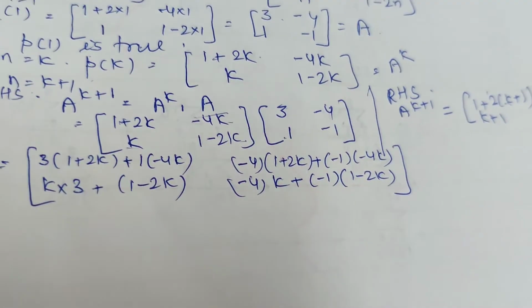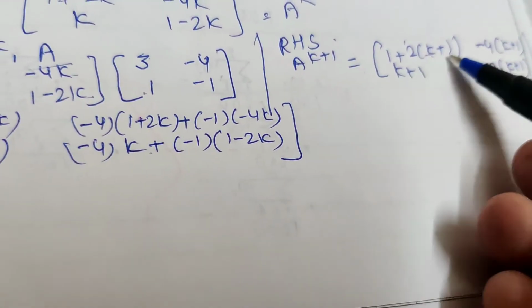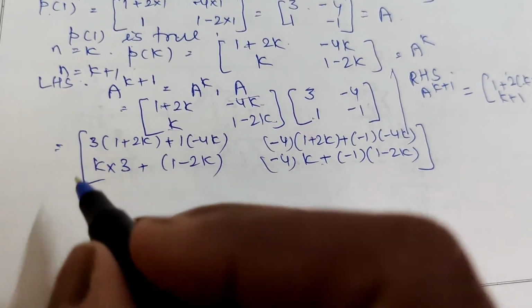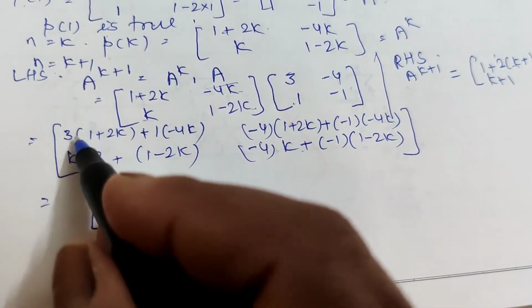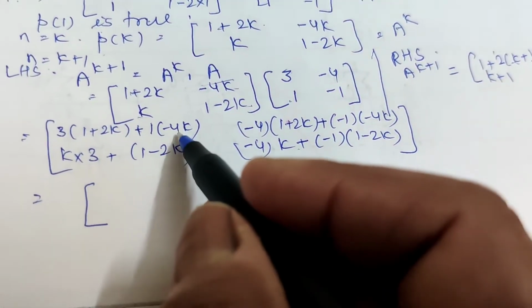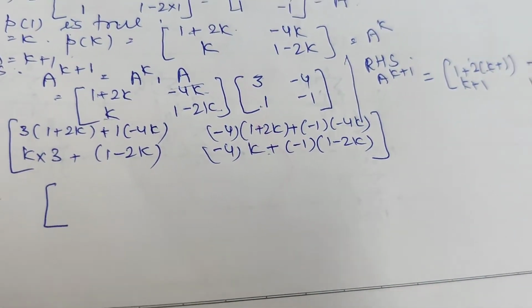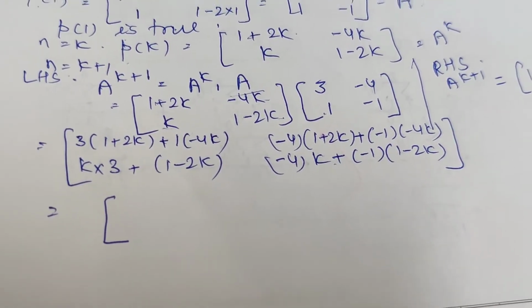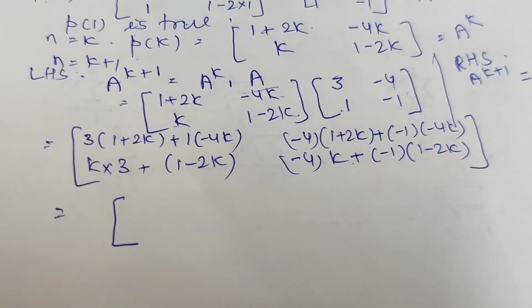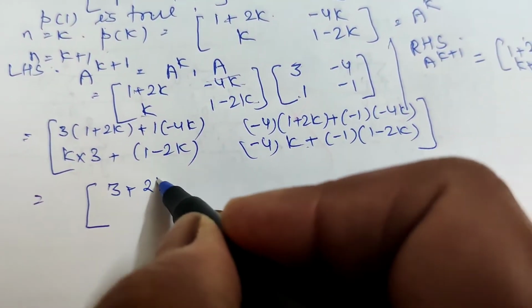Now we have to show that this value is equal to this 1 plus 2k plus 1. Now solve. 3 plus 6k minus 4k minus 2k, 2 times k plus 1. Now solve. This will be 3 plus 2k.